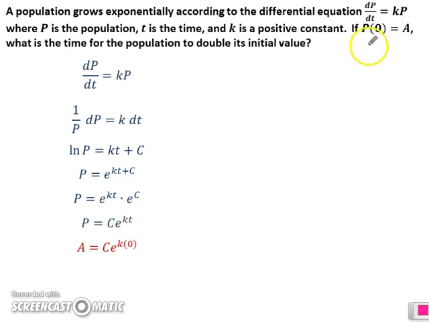So we were given this point. Let's make the t coordinate 0, and let's make the p equal to a. And let's solve for c. I know that looks crazy because a is not a number, but we end up getting a equals c because e to the 0 power is just 1. So here is our general solution. We now know the value of c.